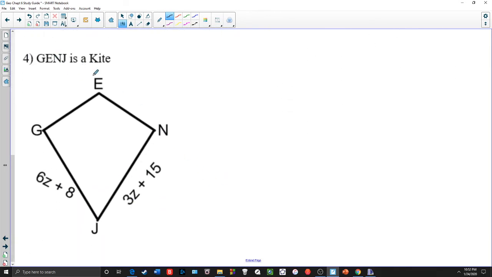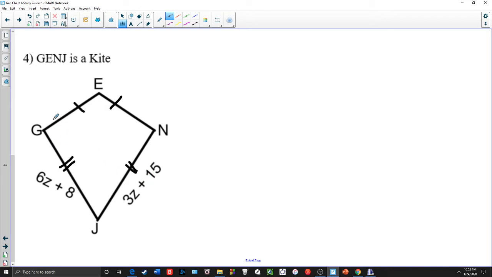We have Genji here, who's a kite. And so in this case, for a kite, you should know that consecutive sides are congruent. Now, usually you shouldn't go by the picture, but if they mark the sides here, it'd kind of be superfluous. So it can be inferred here that GE and EN are congruent because they look to be about the same length. And GJ and JN are congruent because, again, it's a kite. So side by side, sides have to be congruent.